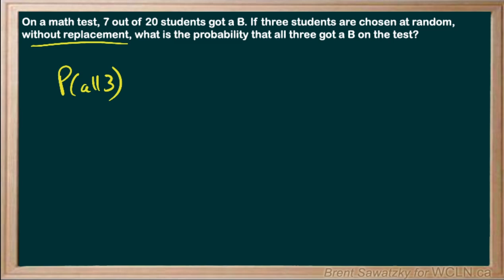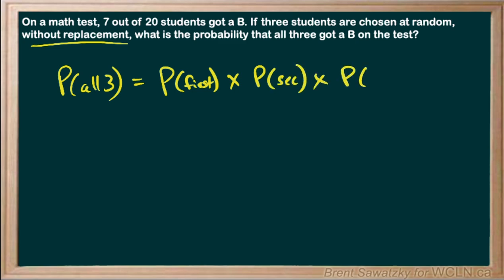getting their B, well, we have a number of equations that we can resort to, but really this is basically saying that the probability of the first getting the B and the probability of the second getting B and the probability of the third. So if we can determine the probability of each one of those and just multiply them, that seems like a pretty reasonable way of approaching this one. So let's take a look.